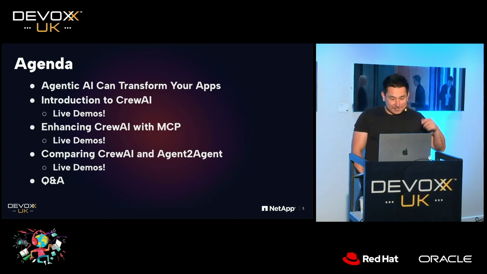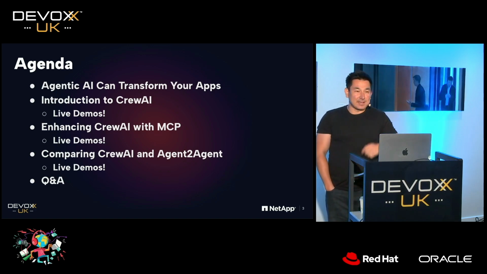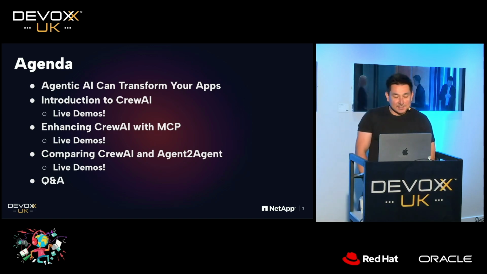So again, we'll talk about CrewAI and how you can use it with MCP. So that's the model context protocol. And then we'll compare and contrast to agent protocol. And then you can see demos, 4 live demos we're going to do right here, and then have some Q&A at the end.